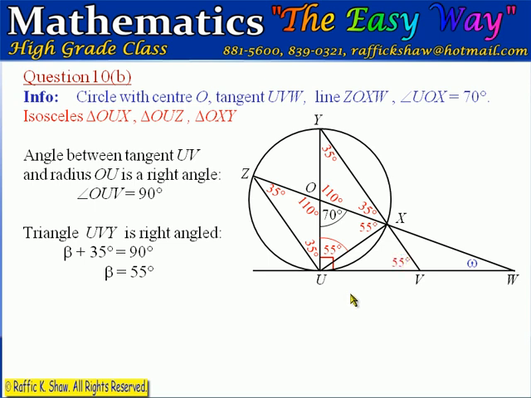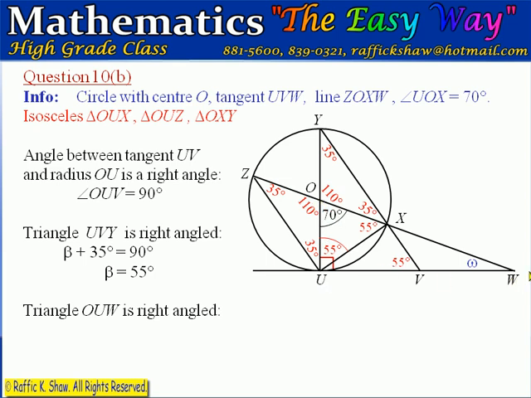Beta is 55 degrees. Now also, we're required to find angle here, omega. And we recognize again that this triangle is a right angle triangle. That's OUW is a right angle triangle. And therefore, this angle here plus this angle here must add up to 90 because this angle is a right angle, 90 degrees. Let's go ahead and show that triangle OUW is a right angled triangle.